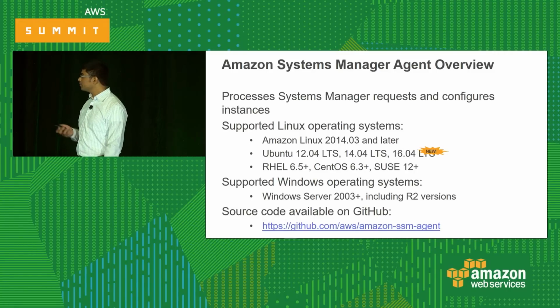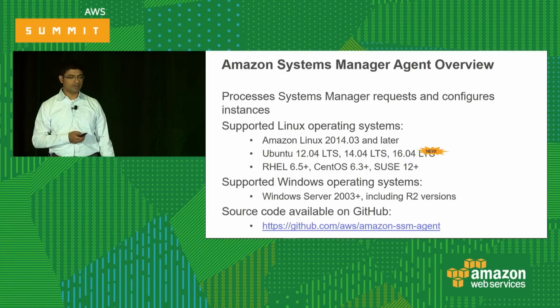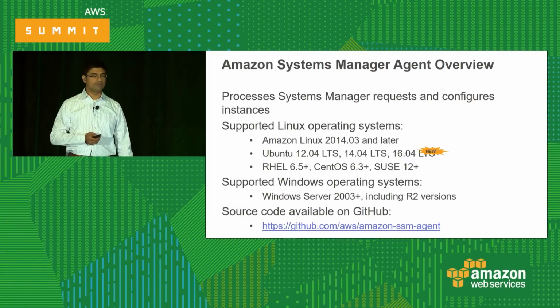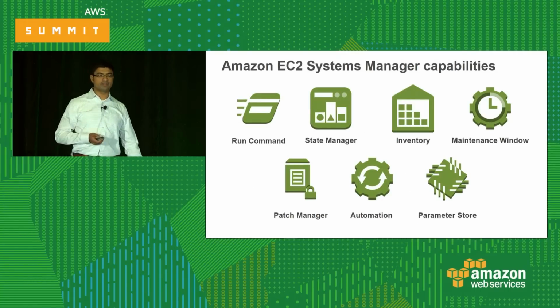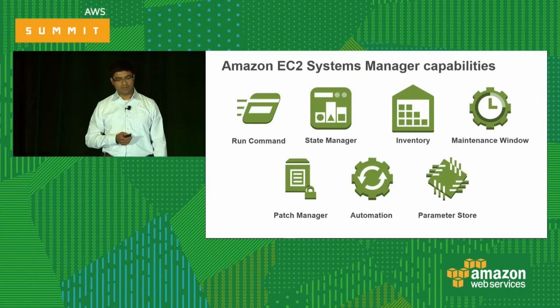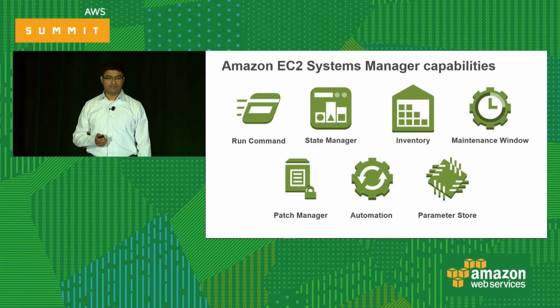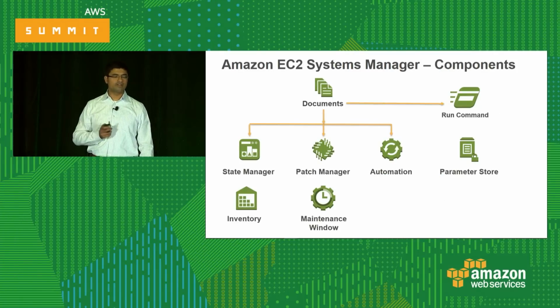The agent itself is open source. We make the source available in GitHub so you can examine it to see what it's doing under the hood. So once you have an agent installed on a server, be that on EC2 or on-premises, you're now able to take advantage of the capabilities, which are on the next slide. So there are 7 capabilities, and I won't read them all right now, but let's see how they hang together. And that's the next diagram.